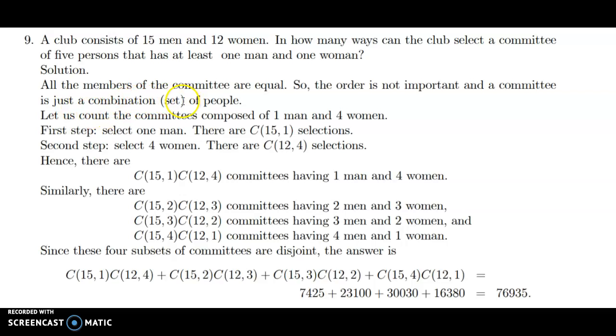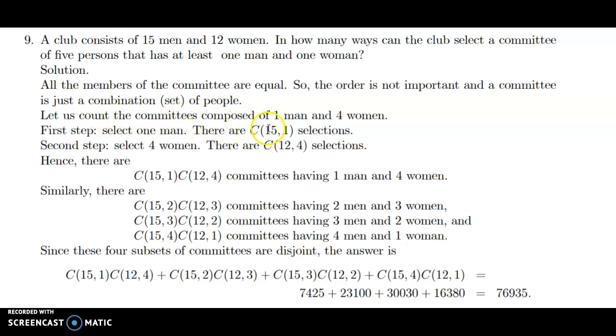The committee doesn't have positions, so this is an unordered selection. Each selection is unordered. So you have combinations, regular combinations.